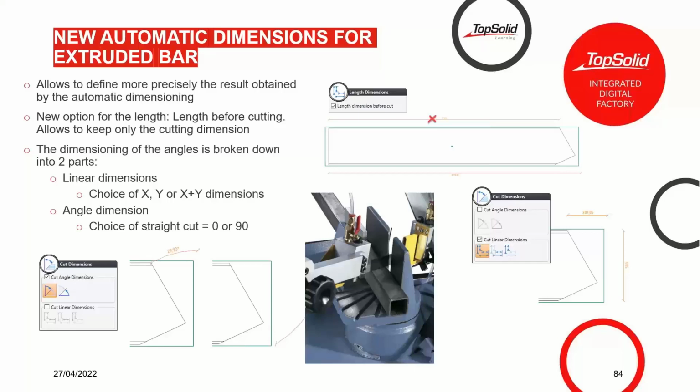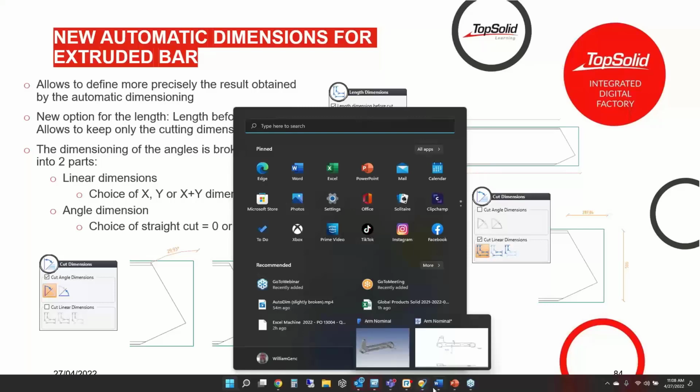Okay? So, first option is this length dimension before cut that you see here, right? So this calculates either to the length it was prior to making these cuts or to the length it is right there, right now. Okay, so depends on what you want. And then you have how the X dimensions or Y dimensions or X plus Y dimensions are displayed, whether we're going to show all of them, only relative to X, only relative to Y. And again, with the angle dimensions, similar choice. Are we measuring it from 0 or from 90? So let's go have a look at that.